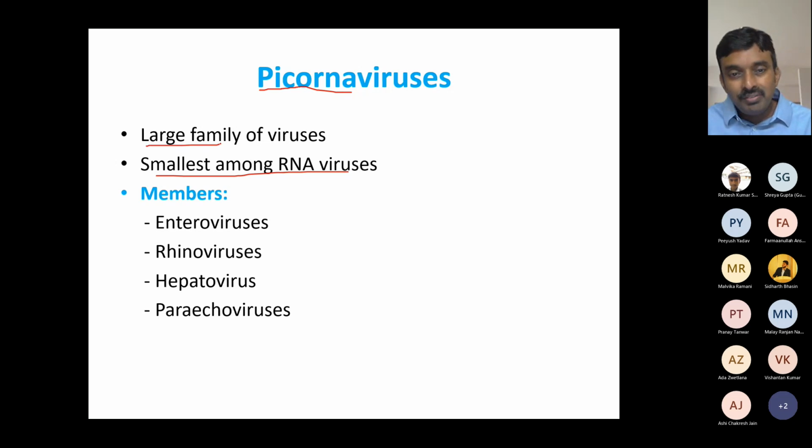By a large family of viruses, I mean there are several members in this group of viruses, but they have the smallest RNA virus genomes that are known to infect humans. Among them, you have several groups called enteroviruses, rhinoviruses, hepatoviruses, and parechoviruses. Now, at least three of these, I think, are decipherable from their names. What do you think enteroviruses mean?